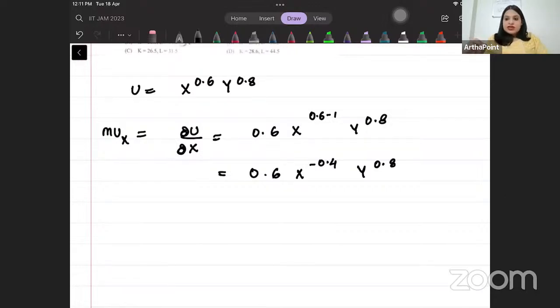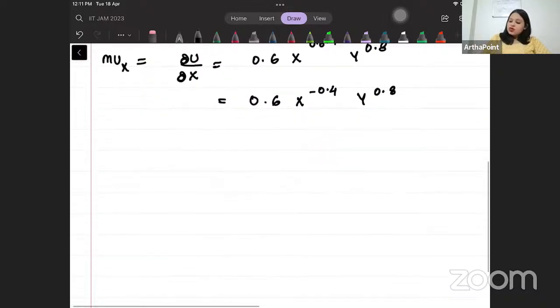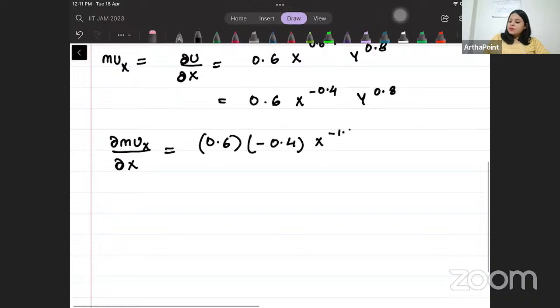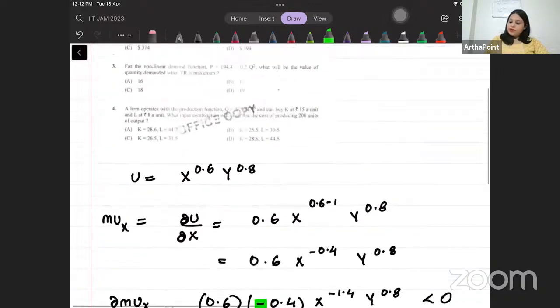Now it is asking whether this is diminishing or not. In order to check whether this is diminishing or not, you need to differentiate this again with respect to x. So let's go ahead and do that. How marginal utility of x changes as x changes? 0.4 will come down with a negative sign. This is clearly less than 0 because of this negative sign. Therefore, this is diminishing.